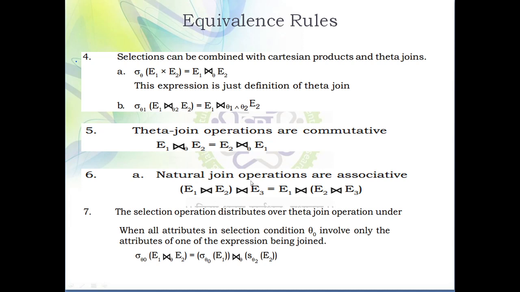Then natural join operation is associative in nature. You are already aware of the associative property, a plus b in brackets plus c. First you add a with b, then with c. Instead, you can first add b with c, then add with a. So natural join operations are associative in nature. The next: selection operation distributes over theta join operation under certain conditions. Here the selection operation is distributed over each expression, applied on relation E1 as well as on relation E2.